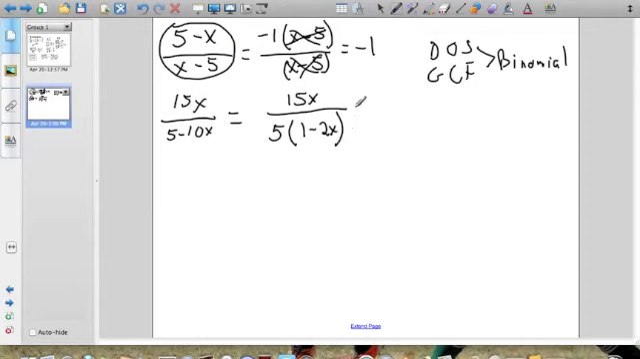Now I can do something with the 15 and the 5. The 5 becomes a 1. This 15 becomes a 3. So my final answer is going to be 3x all over 1 minus 2x.